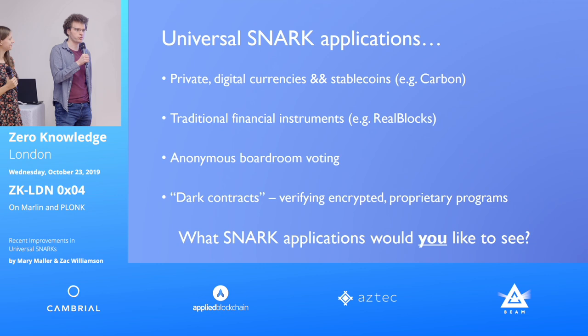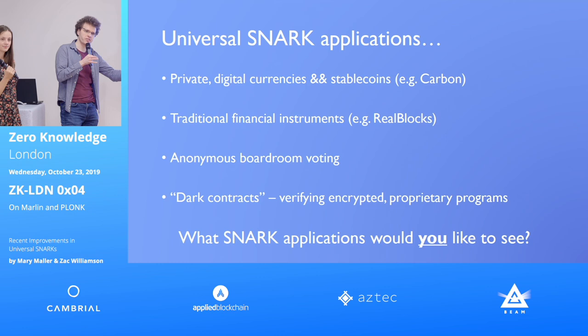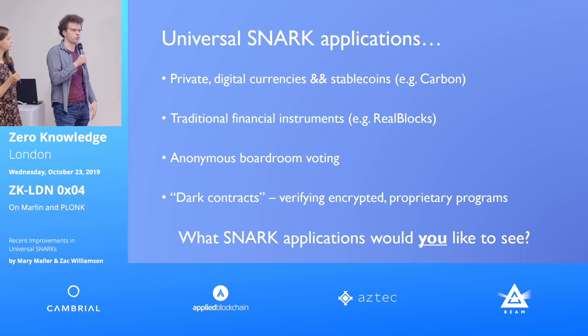Obviously, private digital currencies and private stablecoins, things like the Zcash cryptocurrency or the Carbon stablecoin, something we're very excited by, as well as bringing traditional financial instruments on chain, where you can provide the privacy guarantees that you would expect with old school financial services, but you can use the consensus of a public blockchain to massively improve efficiency and access. And then things like voting, obviously anonymous voting, and dark contracts is the thing that really excites us. Basically, a smart contract where not only are the inputs and outputs of your smart transaction private, not only are the identities of the transaction senders private, but the actual code that you're executing is also private, which means it can be proprietary. But you can still use the consensus of a public blockchain to execute it.